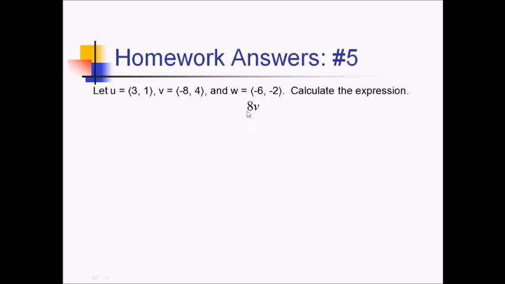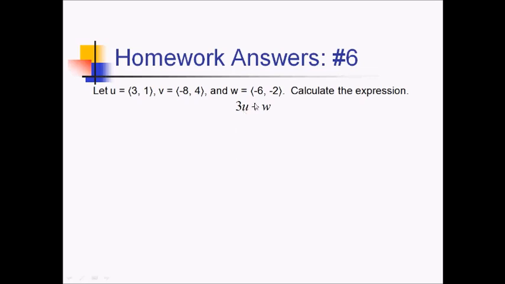To do 8 times the vector v, let's replace the variable v with the component form of negative 8, comma 4. Next, we just have to distribute the 8 to both of these. So this is going to give us the vector negative 64, comma 8 times 4 gives us 32.